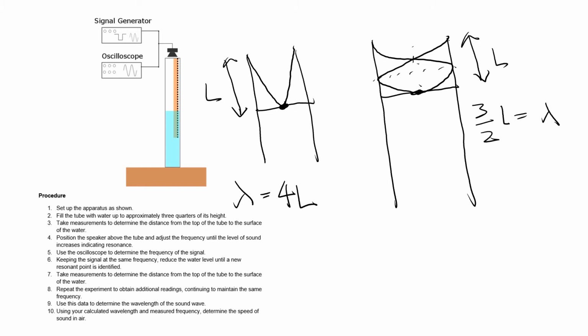Take measurements to determine the distance from the top of the tube to the surface of the water. Repeat the experiment to obtain additional readings, continuing to maintain the same frequency. Use this data to determine the wavelength of the sound wave. Using your calculated wavelength and measured frequency, determine the speed of sound in air.